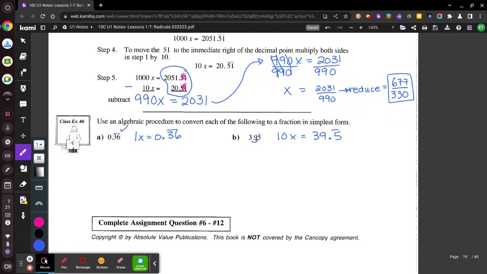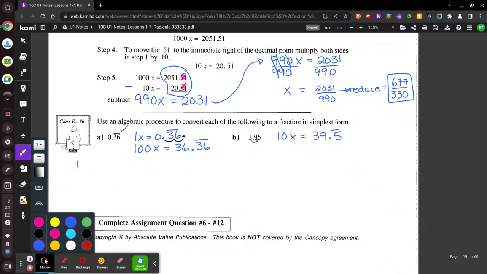Step 2. On the left-hand one, I need to move my decimal 2 places so that I'll have the 3/6 on the left of the decimal. So if I'm moving it twice, that would be 100x equals. However many spaces you move it is the number of zeros beside the number 1. So if you move it 1 space, it's a 1 and a 0. 2 spaces, a 1 and 2 zeros. So now this is going to become 36.36 repeating. And now we're going to subtract them.